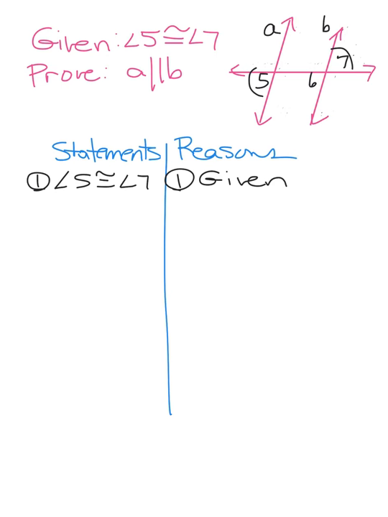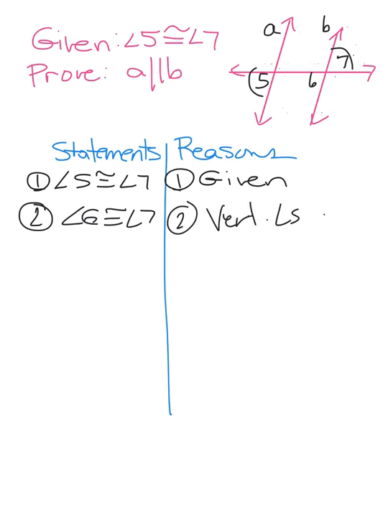Now from here, I also notice that angle 6 is congruent to angle 7, and that's because they are vertical angles, and vertical angles are congruent. So I notice that now that 6 and 7 are congruent, which also makes 5 and 6 congruent.